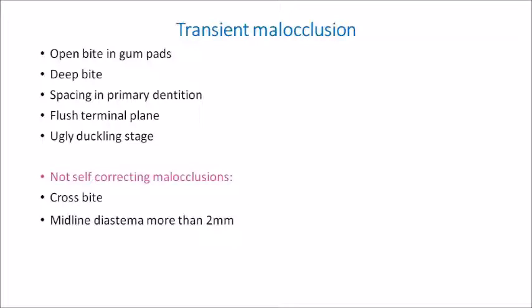But there are some scenarios which are not self-correcting and which require active intervention. One extremely important one is the crossbite. Crossbite, even at the youngest age, requires active intervention. If the patient is presenting before you at 6 years or 8 years, you should immediately go for correcting the crossbite. And the other one is midline diastema more than 2 mm, which is also not a self-correcting malocclusion.